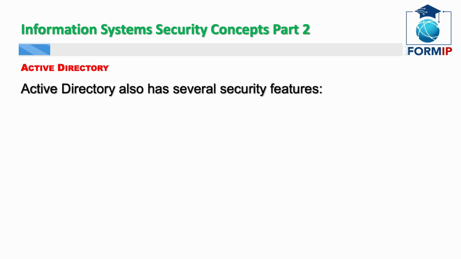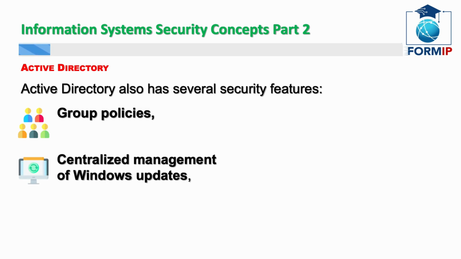Group policies allow you to determine restrictions on all users, such as the complexity of a password or the ability to log in only during working hours. We say group policy because thanks to Active Directory, they can be applied directly to groups of users. Active Directory also allows the centralized management of Windows updates, which is a huge advantage in terms of security.